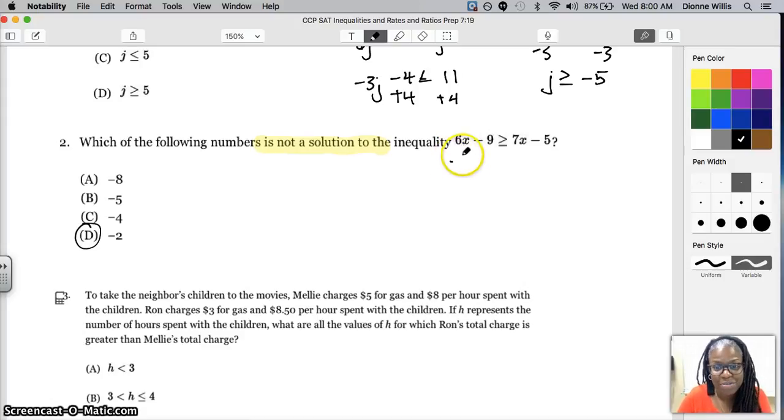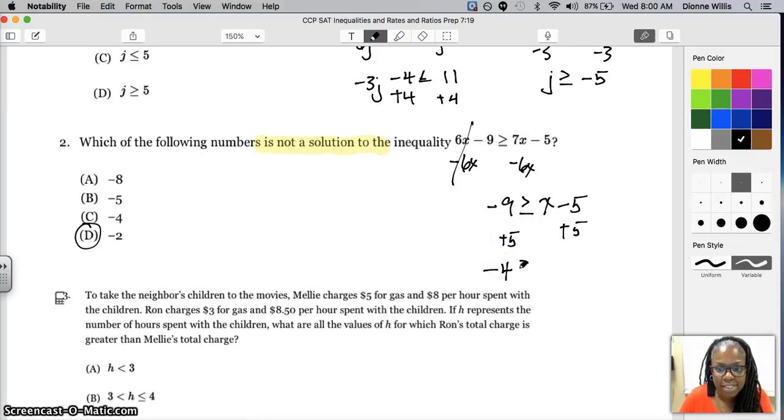When I do that, I'm going to subtract 6x on both sides. I'm left with negative 9 is greater than or equal to x minus 5. I'm going to throw the 5 over to the other side by adding 5 to both sides. When I do that, you see I get negative 4 is less than or equal to x. So I'm going to bring it over here and think about it.